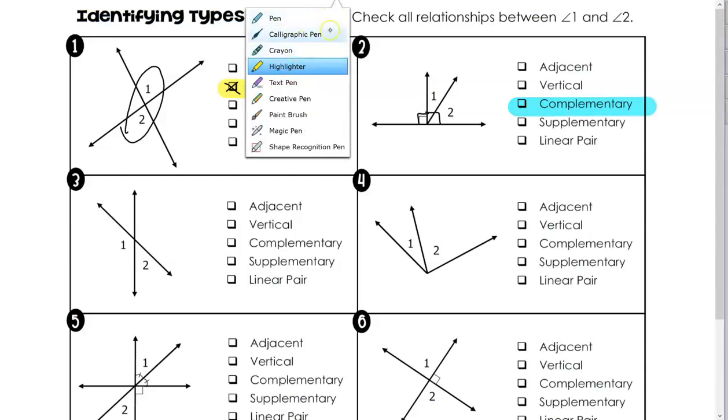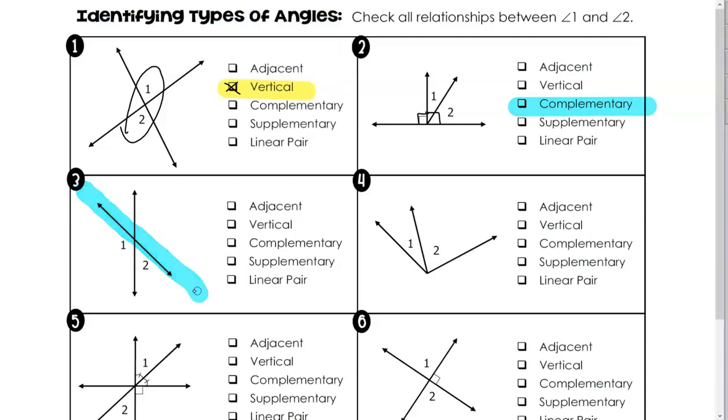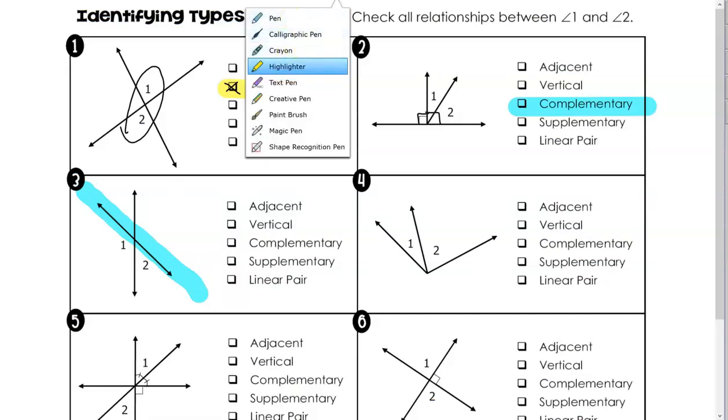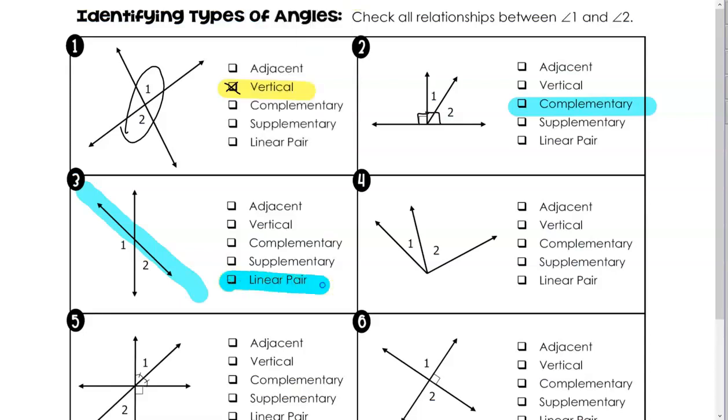These two angles in number 3, notice they're on a straight line. So two angles that are on a straight line, they're going to be called a linear pair. Now, technically, there are also supplementary angles, so either one of those would technically be correct. Now, on number 4, it doesn't give us any indication of what the measurement of angle 1 or angle 2 is. All we know is that they're next to each other. And when angles are just next to each other, they are adjacent angles.